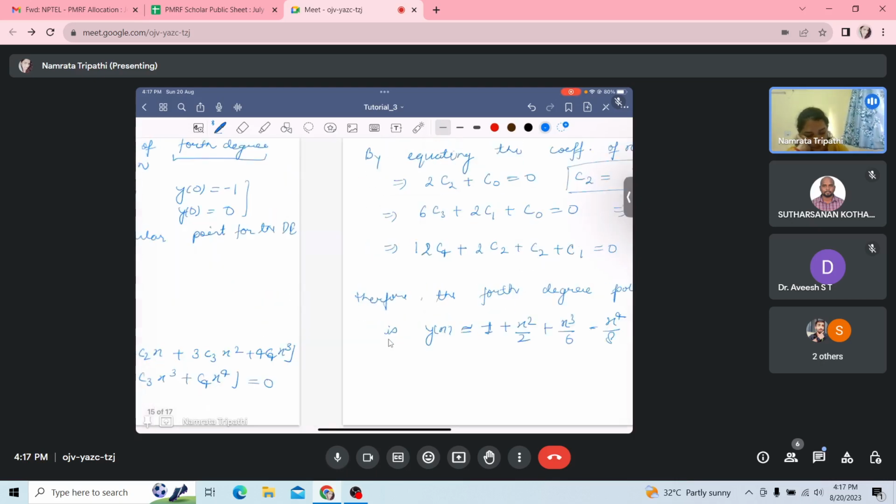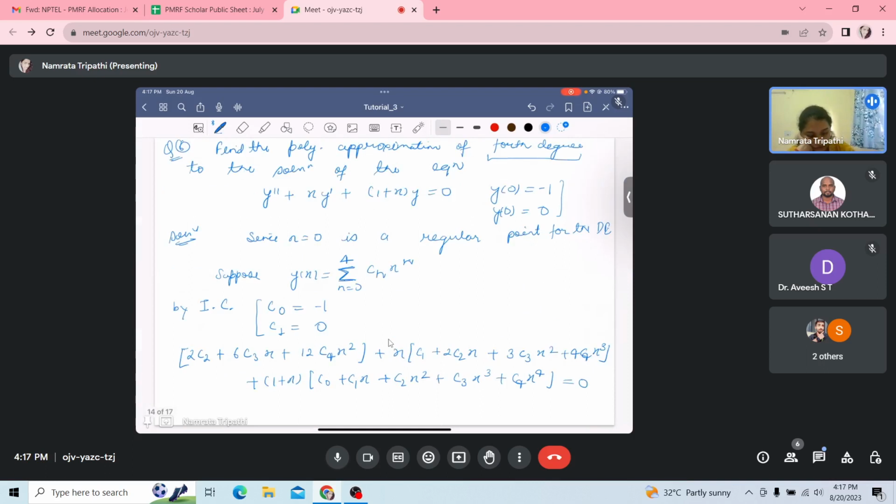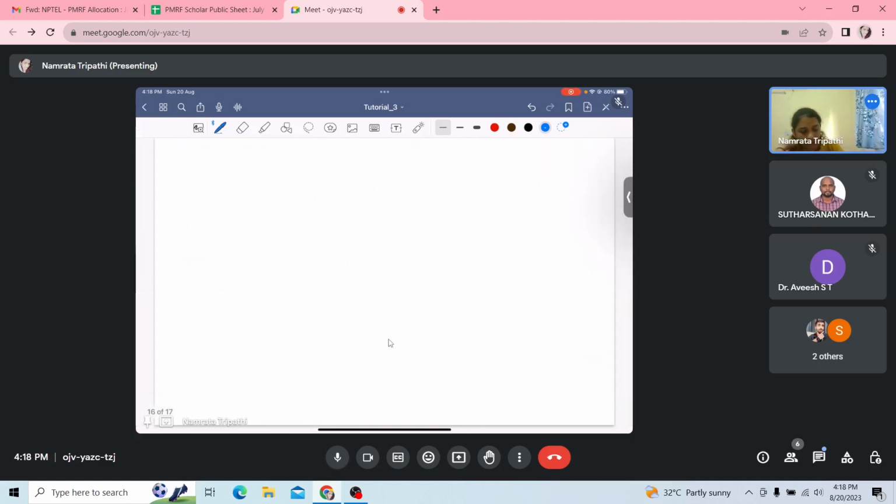Is there any doubt in this question? The question is, find the polynomial approximation of fourth degree to the solution of the given equation. I think there is no doubt. Okay, let's move to the next question, question number 7.